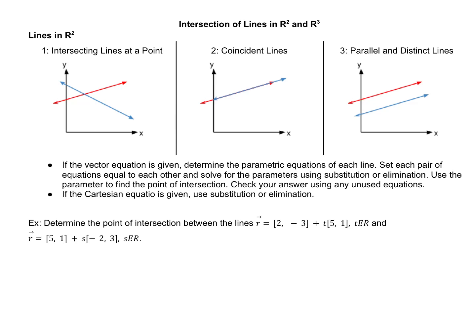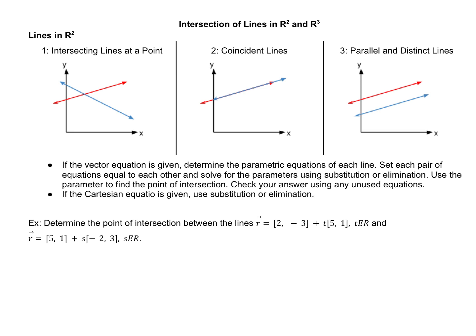In this video, we'll be looking at how lines intersect in both R2 and R3. So we're going to start off with lines in R2. There are three different orientations that our lines can have. First, you can have them to be not parallel, and therefore they will intersect at a single point.